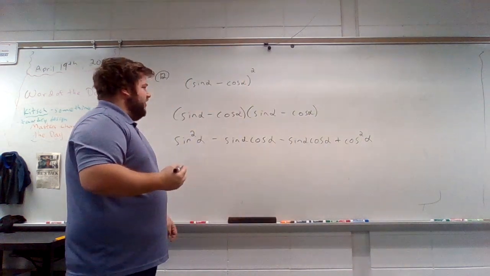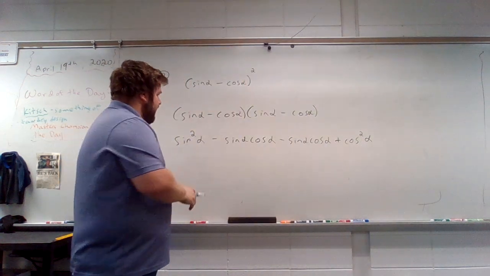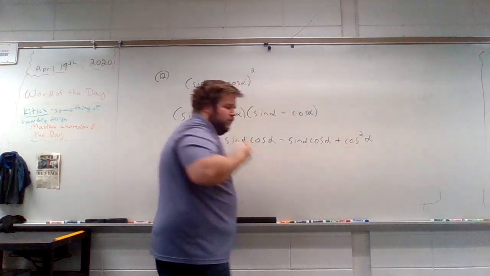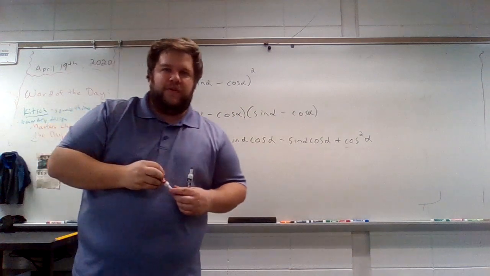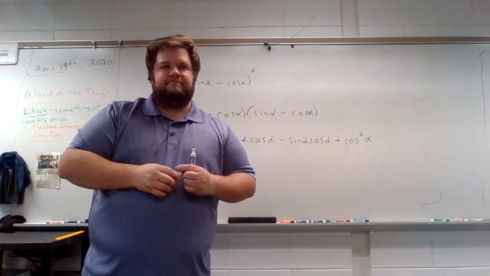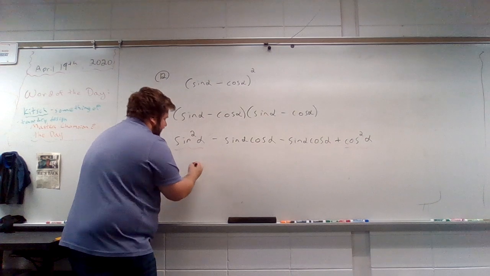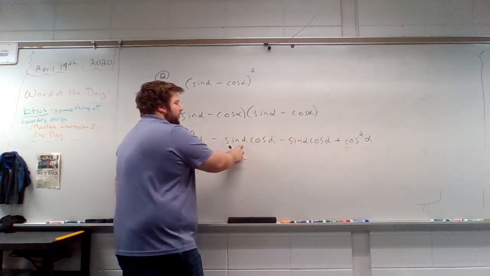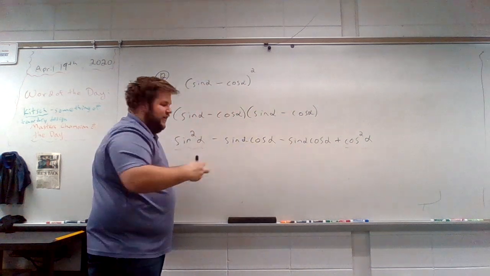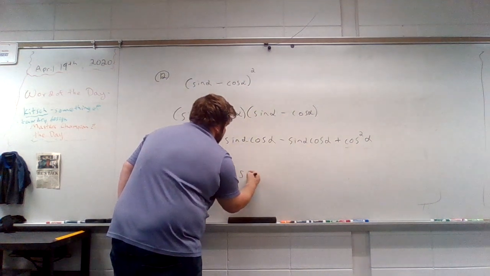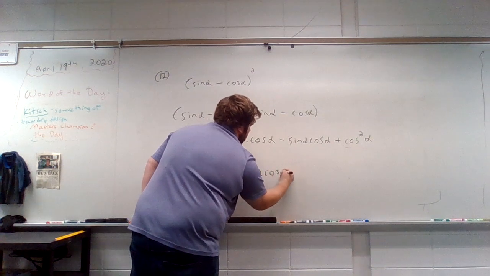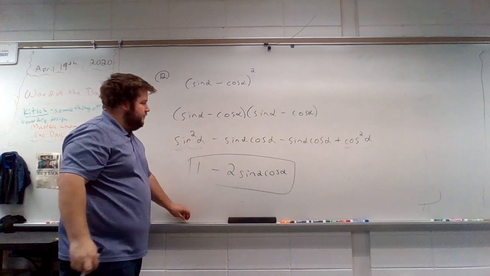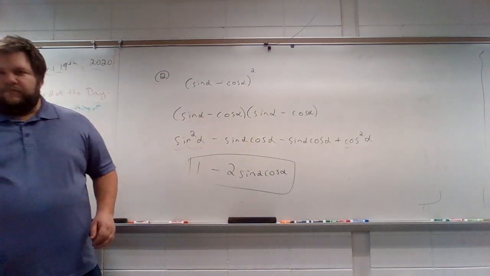Okay, let's take account of what we got. If I were to combine the sine squared alpha plus the cosine squared alpha, what would that be? Yeah, that's 1, right? Because that's a Pythagorean identity. So if I combine these two, that's 1. Negative sine alpha cosine alpha minus sine alpha cosine alpha, that's a negative 2 sine alpha cosine alpha. That would be it.